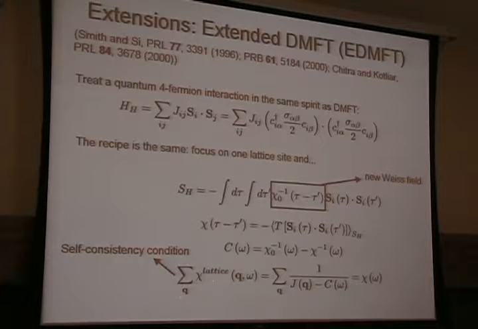And you can impose self-consistency by imposing that the local susceptibility you get from this local action is equal to the lattice susceptibility, to the local lattice susceptibility. In other words, the sum over K over Q of the Q lattice. So it's the same recipe now, except that now I'm treating 4-fermion interaction terms.